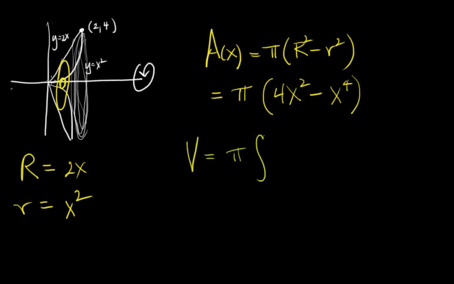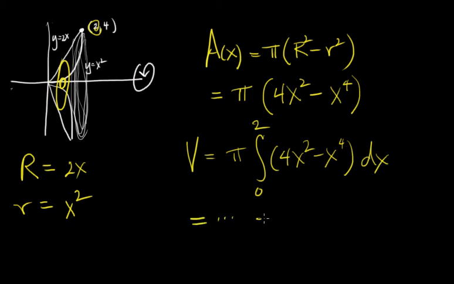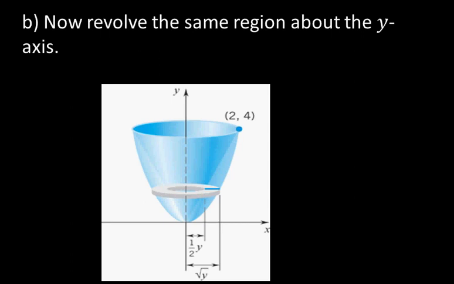Therefore, our volume is pi times the integral from x goes from 0 to 2. We could have taken a cross section anywhere from 0 to 2, and we'll integrate 4x squared minus x to the 4th dx. So I'll tell you what I got, but again, I did it quickly and I didn't check it. So I got 112 over 15 pi. You check and see if you get the same thing. Integrate and evaluate. So that is the volume of the solid.